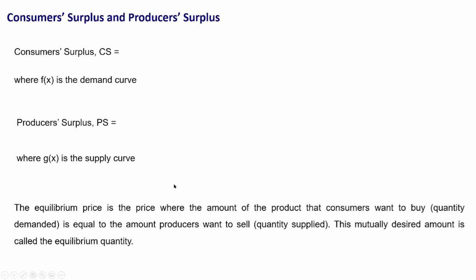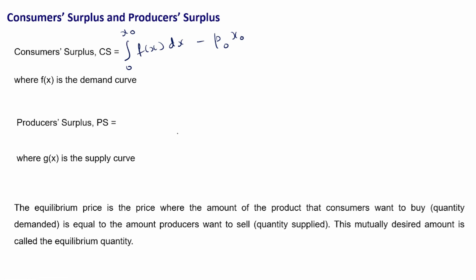The last topic in integrals is consumer surplus and producer's surplus. The consumer surplus is given by integral 0 to x naught f of x dx minus p naught x naught. In the question, either p naught or x naught will be given. So if p naught is given, then we have to find x naught, which is based on the demand function which is given in the question. And then we can find the consumer surplus using this relation. Here f of x is the demand curve.